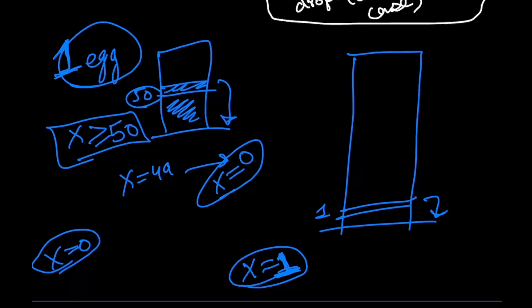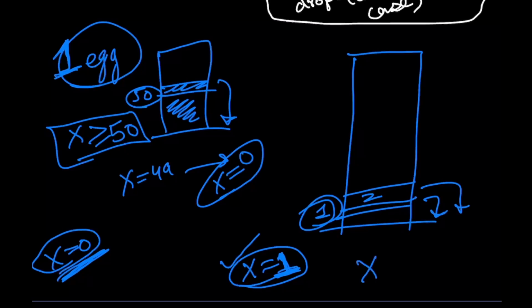So we try out floor 1 first. If it breaks, then we know that x equals 1 was the threshold. If it doesn't break, then we go on to floor number 2. We drop it from that floor. If it does break, then we end our algorithm. We know that x equals 2 was the threshold. If it doesn't break, then we know that x is at least equal to 2 or greater.